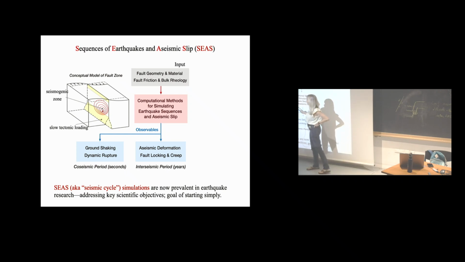So we assume a planar fault embedded in some medium, for example a homogeneous elastic medium. Our input into the model is the fault geometry, material, fault friction, and bulk rheology. We send those to computational methods for simulating earthquake sequences and then try to connect them to observables like ground shaking and aseismic deformation.